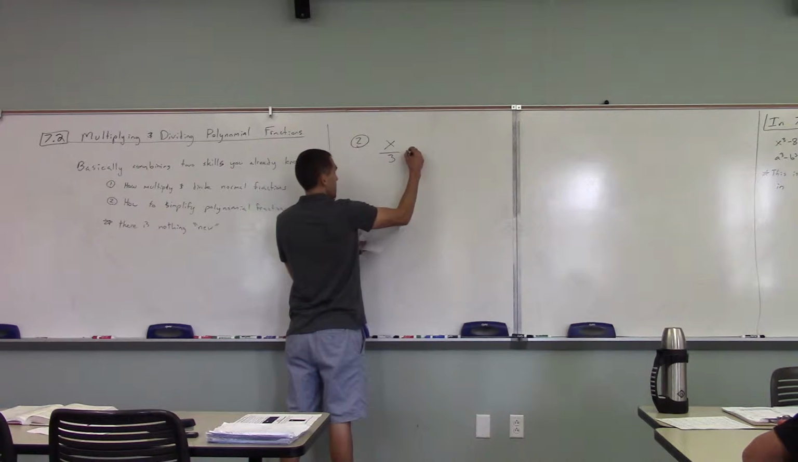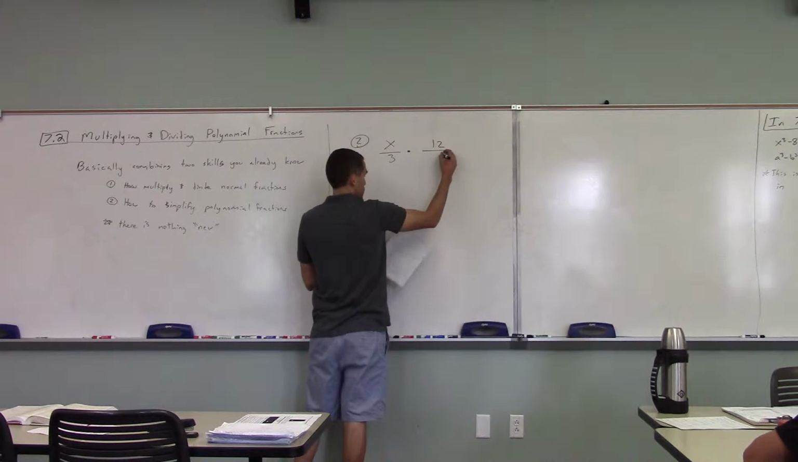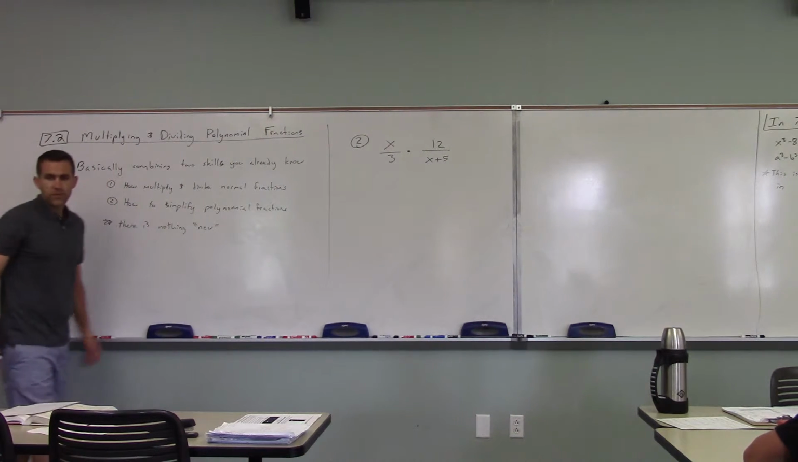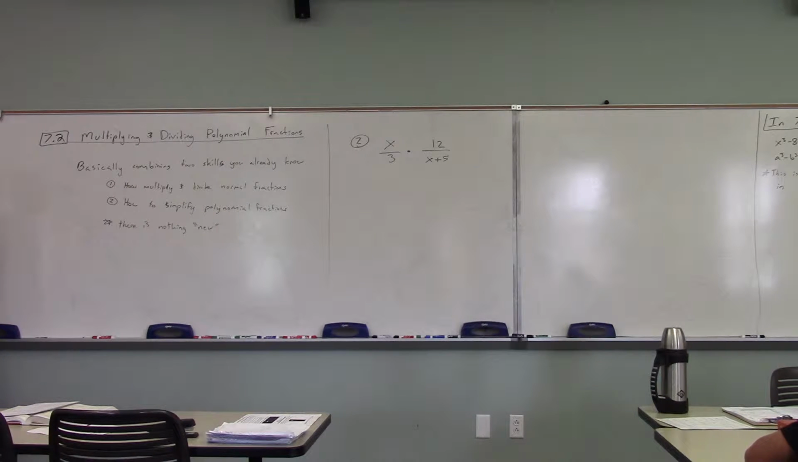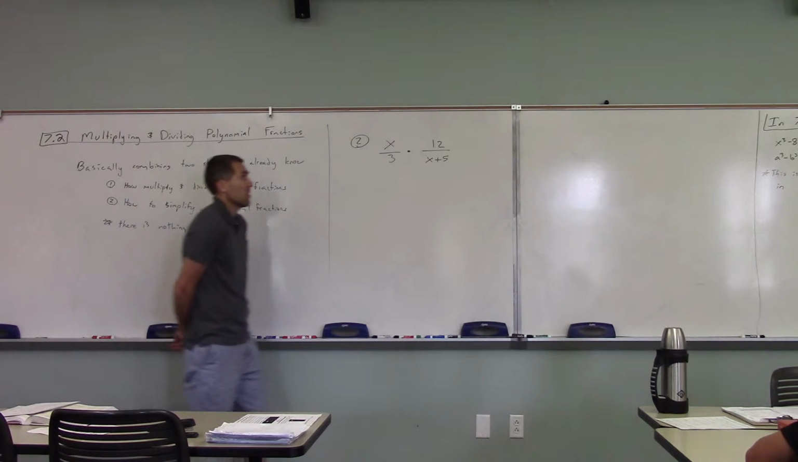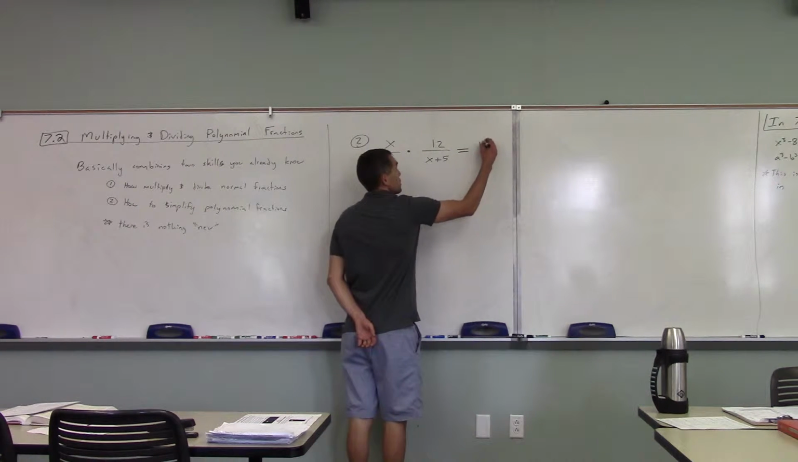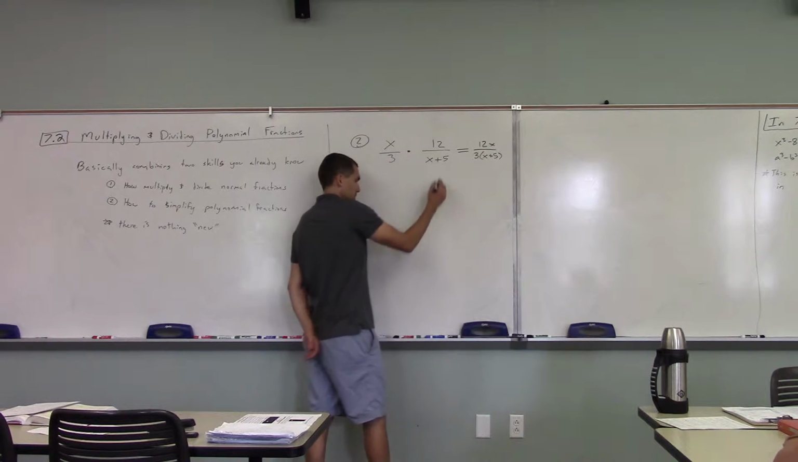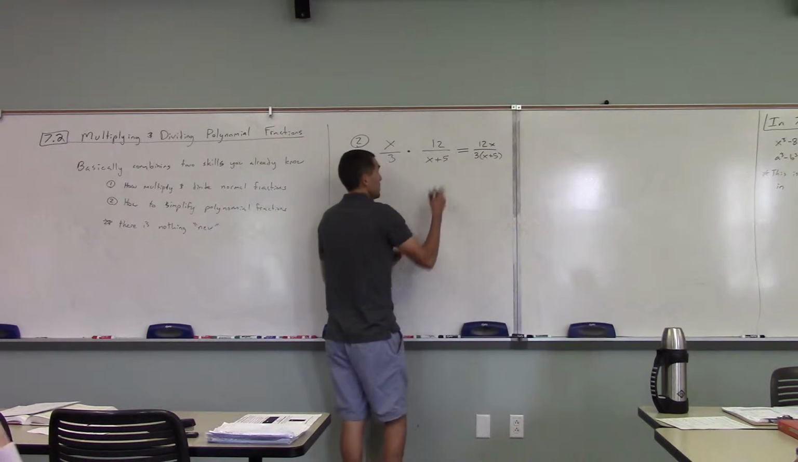x over 3 times 12 over x plus 5. So you have two choices here in terms of what to do first. What could we do first? Cross cancel? Yeah, we could cross cancel, or you could just multiply and cross, right? You could either say this is 12x over 3 times x plus 5, remembering absolutely that this is a group.